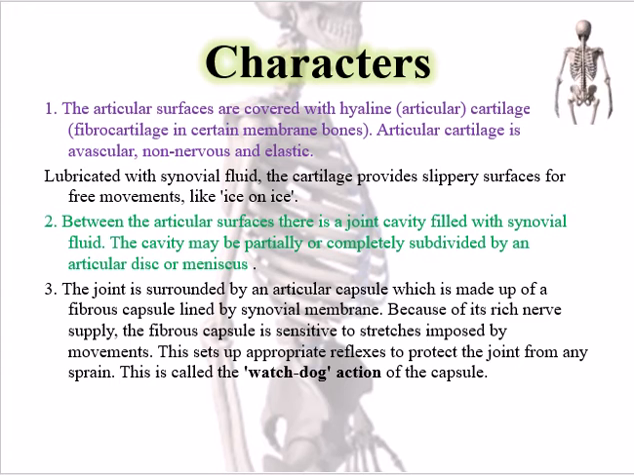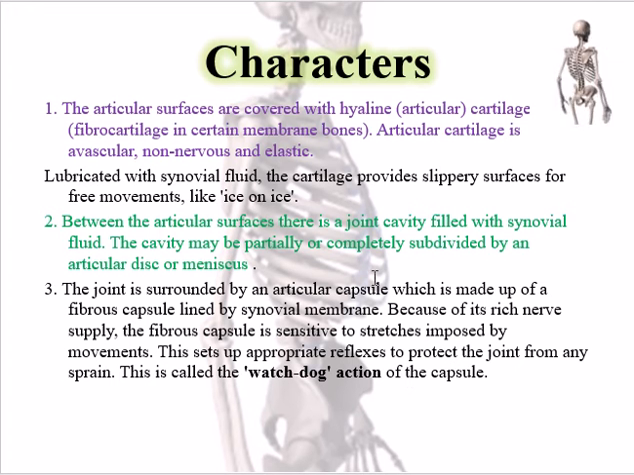Number 3. The joint is surrounded by an articular capsule which is made up of a fibrous capsule lined by the synovial membrane. Because of its rich nerve supply, the fibrous capsule is sensitive to stretches imposed by the movements. This sets up appropriate reflexes to protect the joint from any sprain. This is called the watchdog action of the capsule.